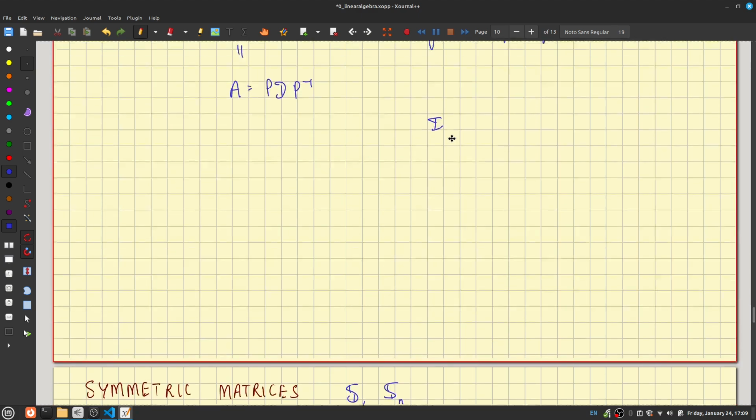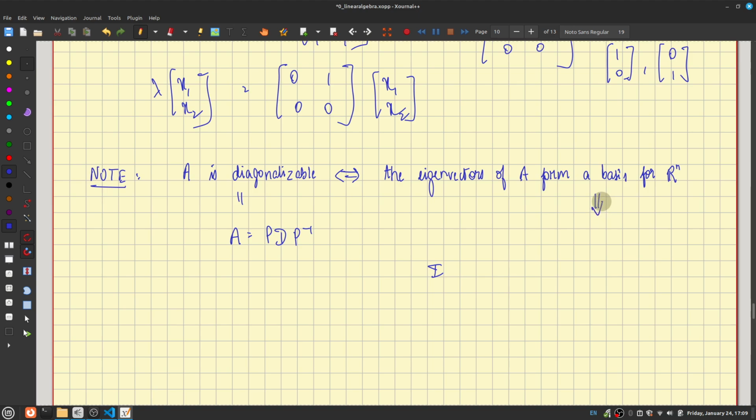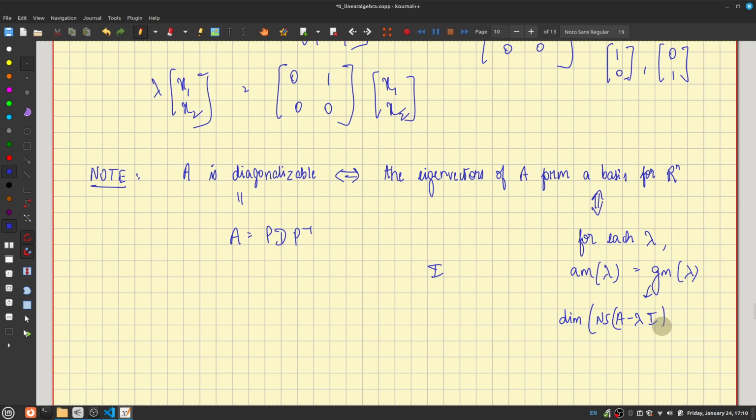Correct. So basically, a matrix A is diagonalizable if and only if for each eigenvalue lambda, the arithmetic multiplicity of lambda, which is basically the number of times lambda is a repeated root of the characteristic polynomial, is equal to the geometric multiplicity of lambda, which is basically, if you look at A minus lambda I times x equal to 0, what is the space of solutions? Or in other words, what is the dimension of the null space of A minus lambda I? Right, so it all boils down to just this.